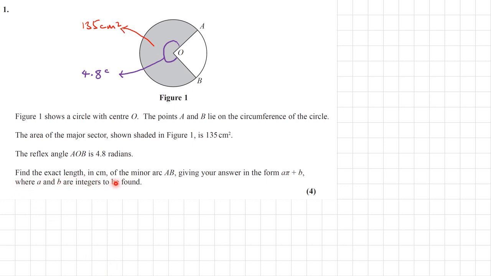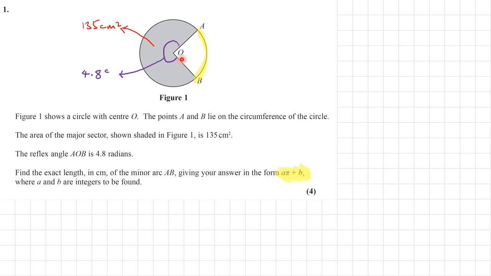Find the exact length in centimeters of the minor arc AB. So that's this length here. Let's highlight that. So we want to find the length of this bit here, that minor arc. And we need to give our answers in the form A pi plus B, where A and B are integers to be found. So A and B are going to be whole numbers.